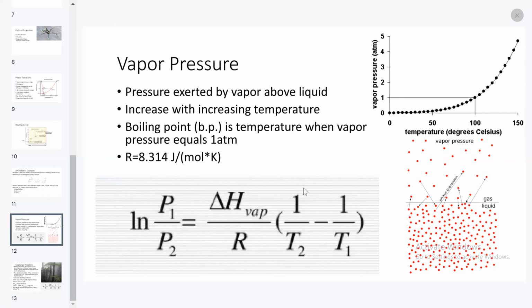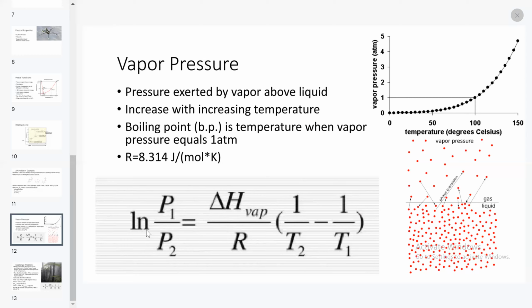It increases with increasing temperature, and remember that the boiling point is defined to be the temperature when the vapor pressure equals 1 atmosphere. So the normal boiling point is when your atmospheric conditions are 1 atmosphere, so the vapor pressure equals the atmospheric pressure. The liquid can turn to gas uncontrollably. So this is the boiling point.